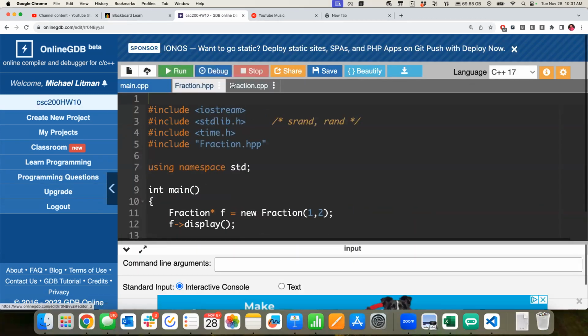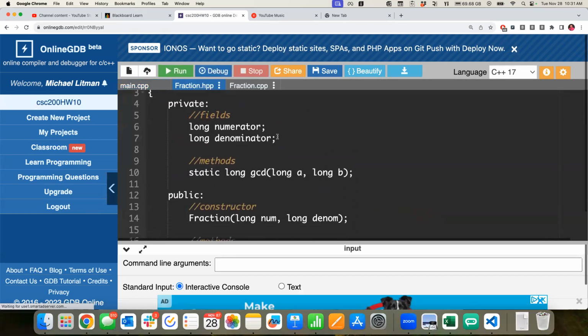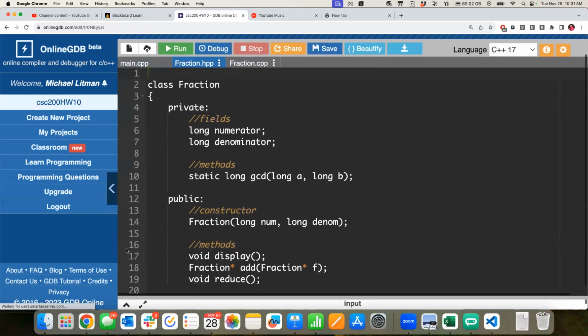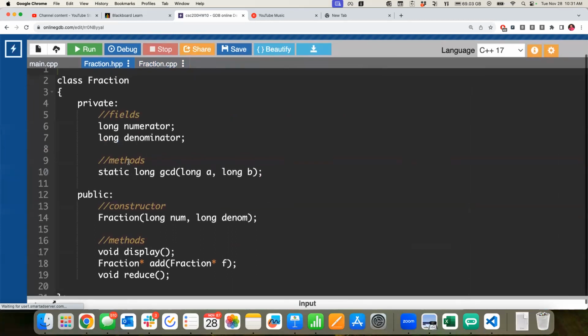Okay, so we'll go into our fraction HPP. Okay, now I remember. I think at the end of class we had a little bug. I said I was going to fix it afterwards, so I left you with code that was working. But in any case, here's our fraction class.